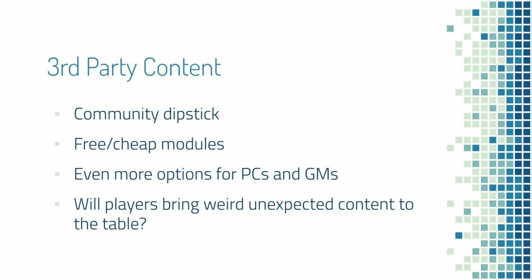Now, having a lot of third-party content does mean that players are going to bring potentially weird and unexpected content to the table. I know that I've personally had a player come up to me during character creation and say, "Hey, I found this Pathfinder module to let me play a dragon." Then I had to say, "No, we're playing level 1. I think a dragon would be a little disruptive." He was very polite about it, but that sort of stuff does happen if there is third-party content available for your system, so it is something to consider.